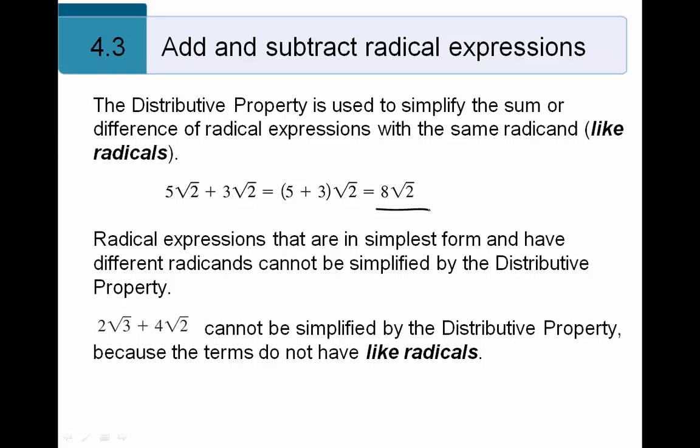Notice that radical expressions that are in simplest form and have different radicands cannot be simplified by the distributive property. If I have 2 square roots of 3 plus 4 square roots of 2, this cannot be simplified by the distributive property because the terms do not have like radicals. Notice the radicands are different. 2 square root 3 has a radicand of 3. 4 square root 2 has a radicand of 2. All right? Nothing we can do with that to simplify it.